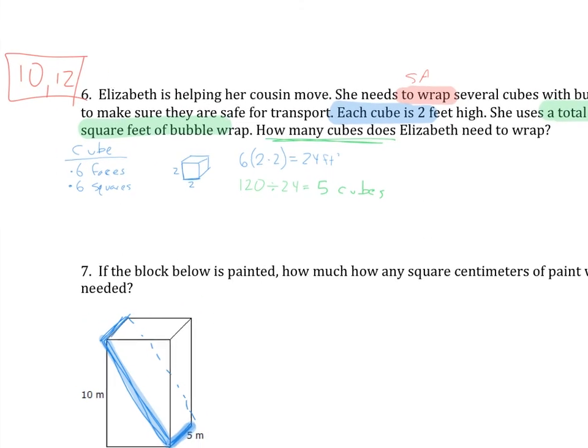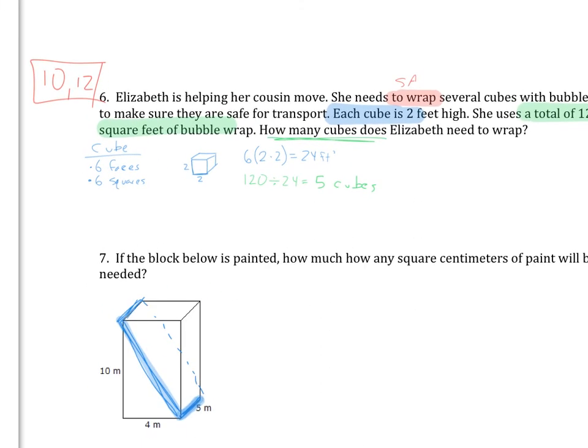Okay? So it's the same kind of thought process on 10 and 12. Got to find the surface area of one of them in order to find how many were wrapped.